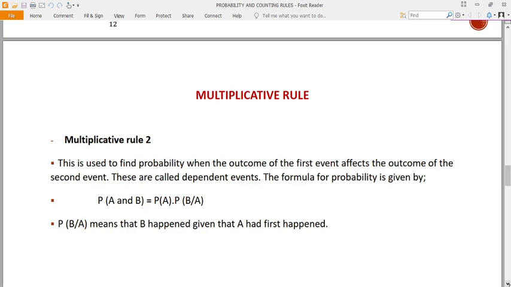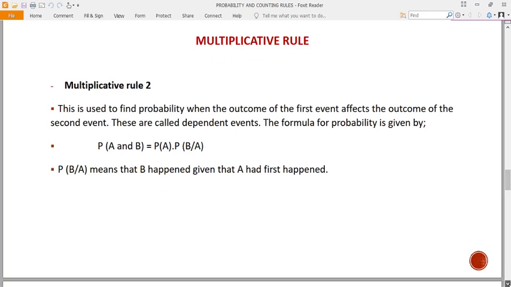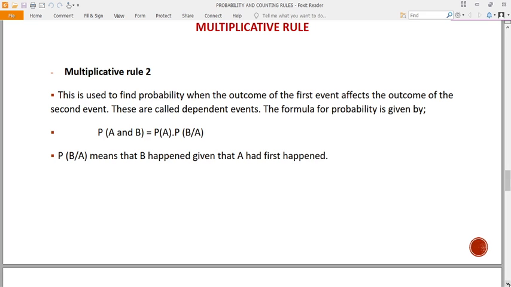Then the second scenario when the multiplicative rule is used is when the outcomes are dependent on one another. Dependency means that one activity depends on the other, or for one activity to happen, the other must have happened. So therefore the probability of getting A and B will be the probability of A times the probability of B given that A happened. This means that B happened given that A happened first.